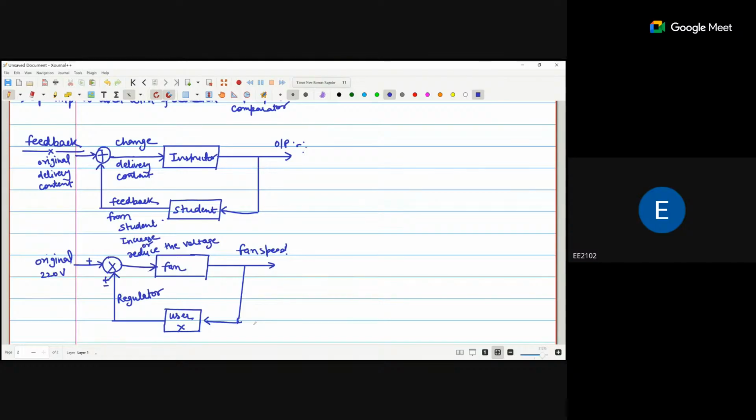After some time, I feel it is hot. So what should I do? I increase the regulator. The voltage will be increased, and that increases the speed of the fan. So I am getting a normal temperature. After that, again, basically, this is the loop. Now the two possibilities are there.